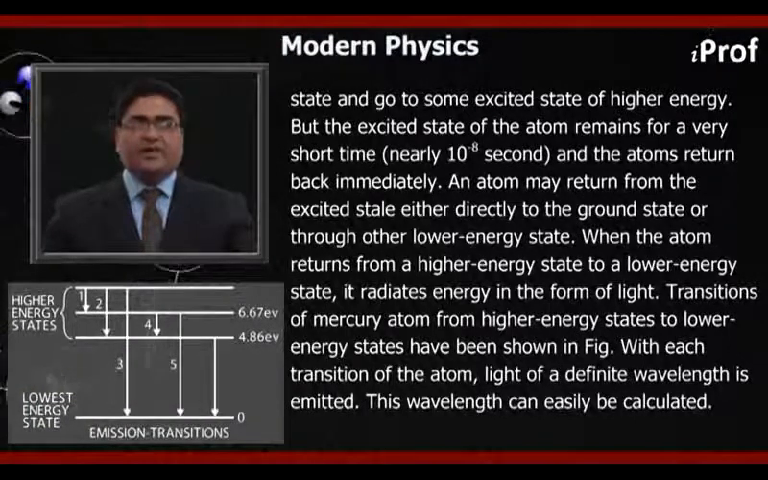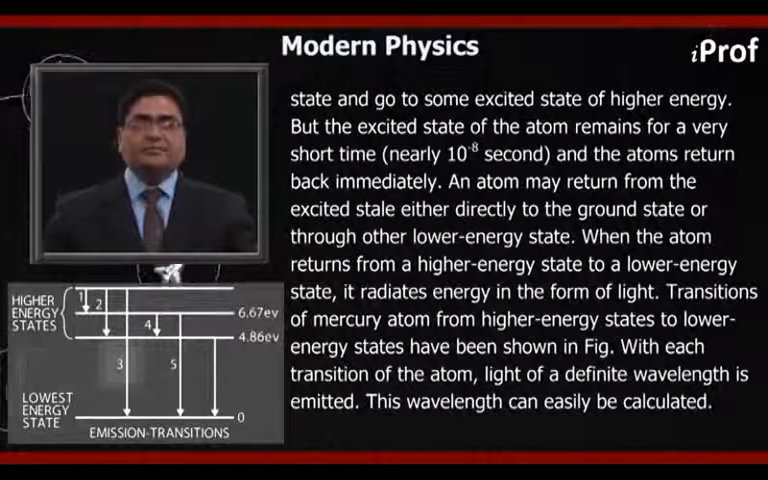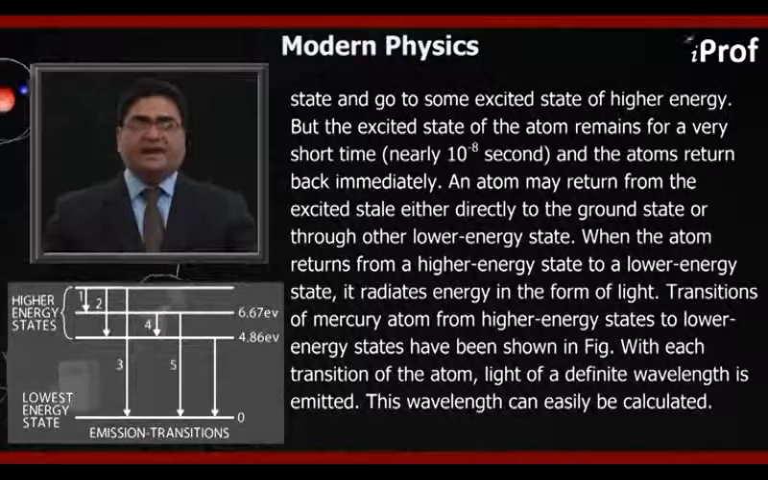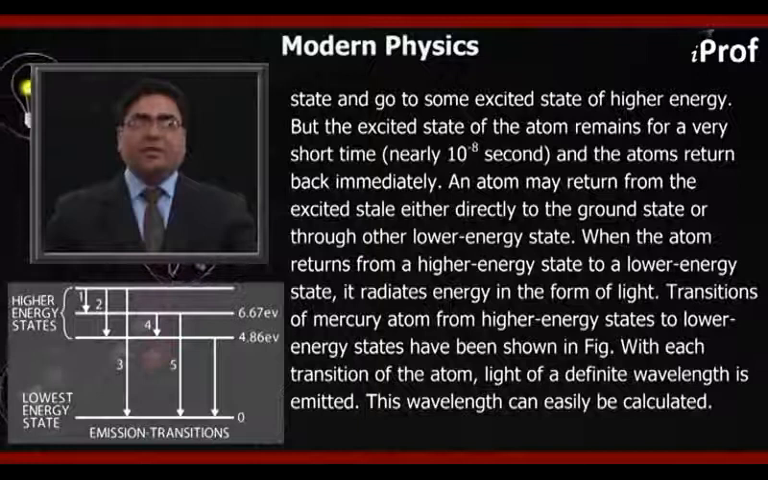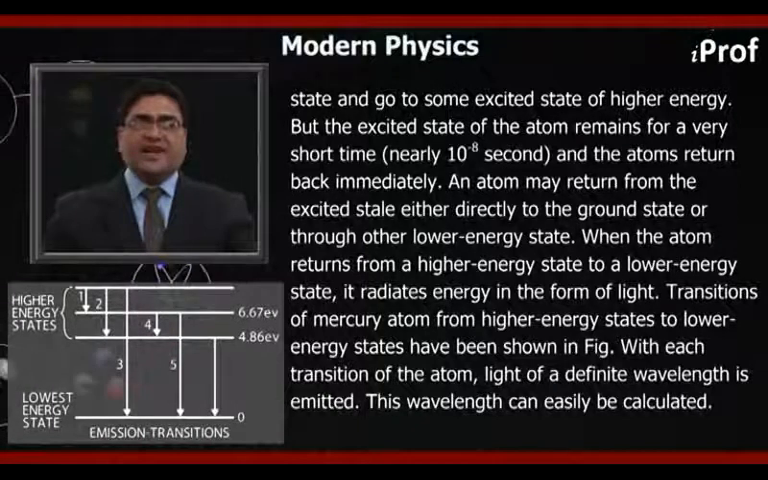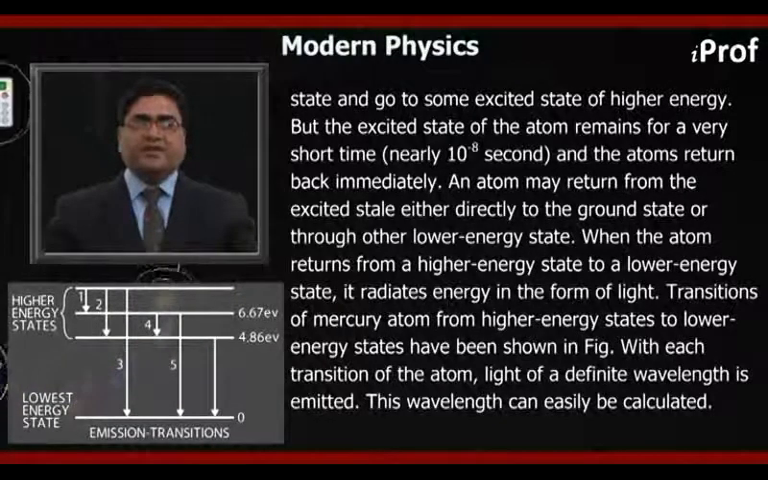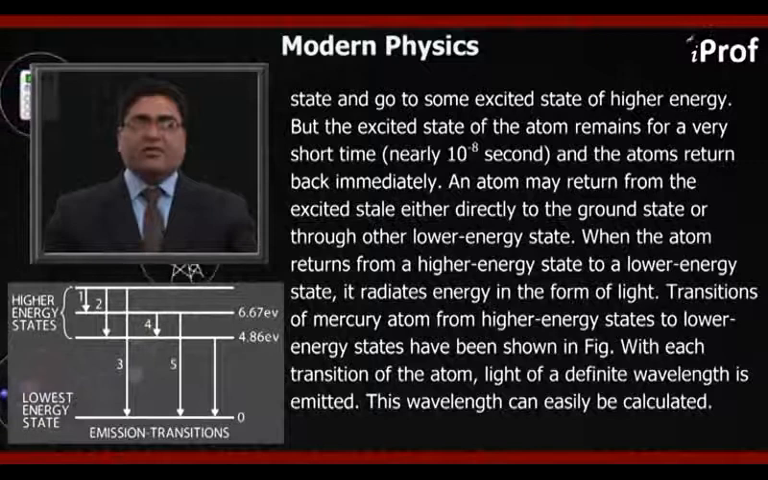When the atom returns from a higher energy state to a lower energy state, it radiates energy in the form of light. Transitions of mercury atom from higher energy states to lower energy states have been shown in figure. With each transition of the atom, light of a definite wavelength is emitted. This wavelength can easily be calculated.